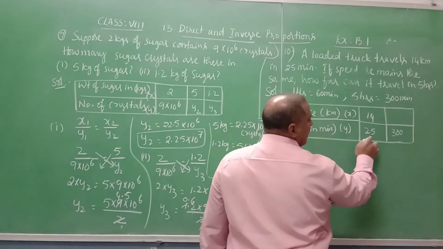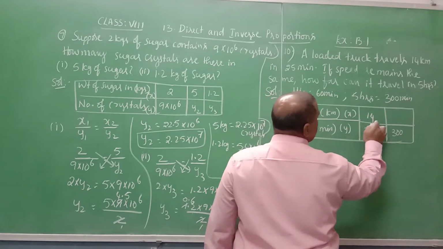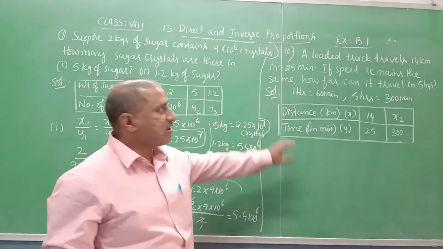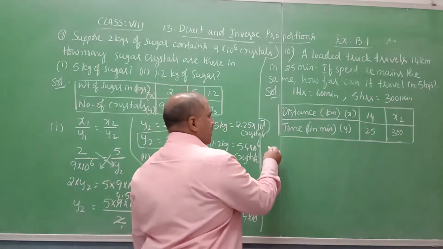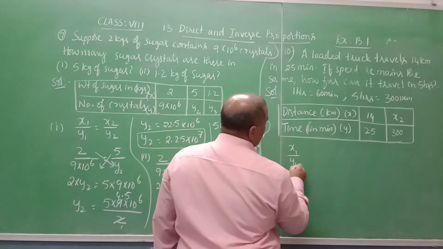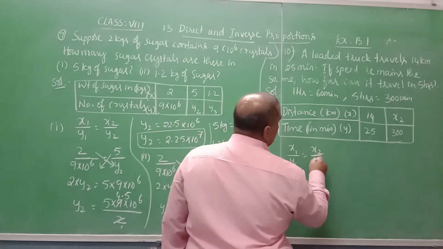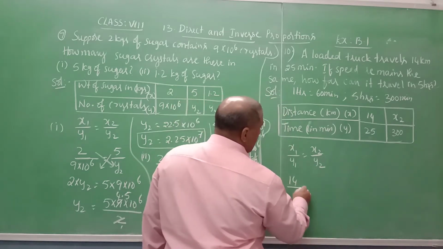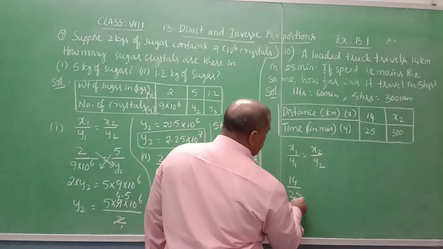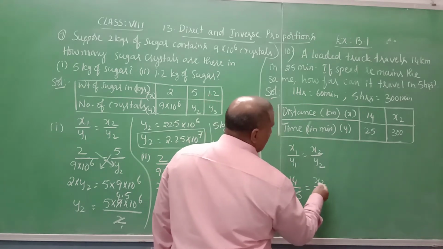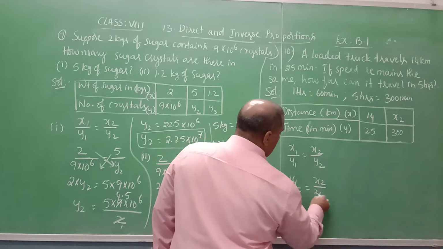Again, the y values are y1, y2, and the x values are x1 and x2. Let x2 be the distance traveled by the truck in 5 hours. Therefore, it is in direct proportion. x1 by y1 is equal to x2 by y2. That is, x1 is 14 divided by y1 is 25, which equals x2 divided by y2, which is 300.